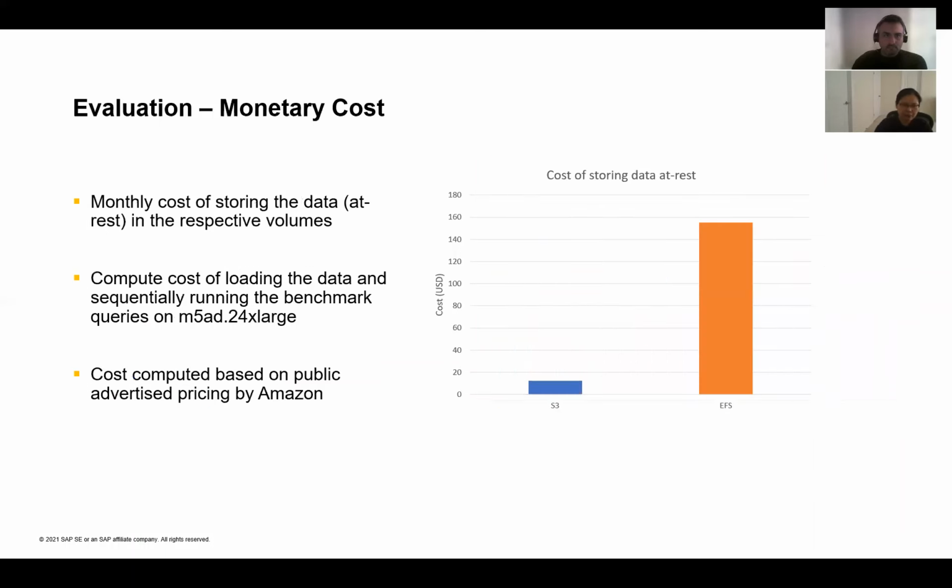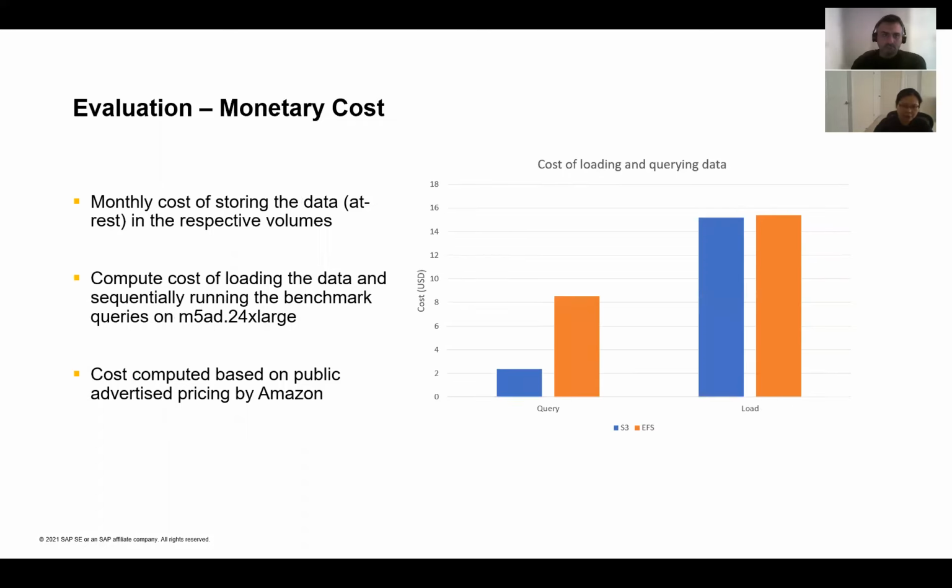In a follow-up experiment, we study the monetary cost of each approach. The cost is calculated by using pricing publicly advised by Amazon. The graph shown here is the cost to store the data at rest. The TPC-H 1000 dataset has 1 terabyte of data, and it is compressed to around 520 gigabytes in IQ. We can see here that the monetary cost of storing that data is about $12 monthly on S3 using our approach. And it's significantly cheaper than EFS, which is around $160.